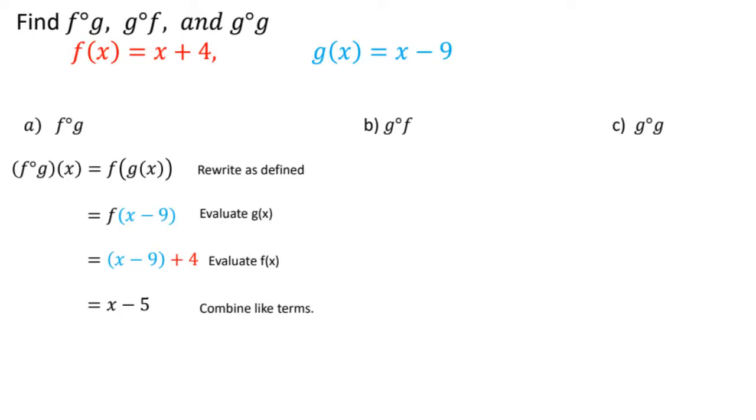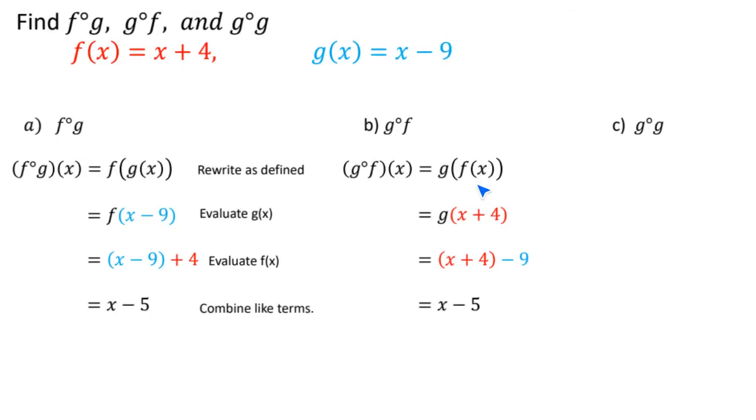Let's look at b. They flip the order. That means my main function is g, and I'm going to evaluate g by plugging in function f, which is x plus 4. So I like to rewrite it like this. G composed of f is the same thing as function g, and into function g I'm going to plug in function f of x, which is x plus 4. Again, g is x minus 9. Everywhere I see x, I'm going to plug in x plus 4. So we have x plus 4 minus 9. Let's simplify, and we have x minus 5.